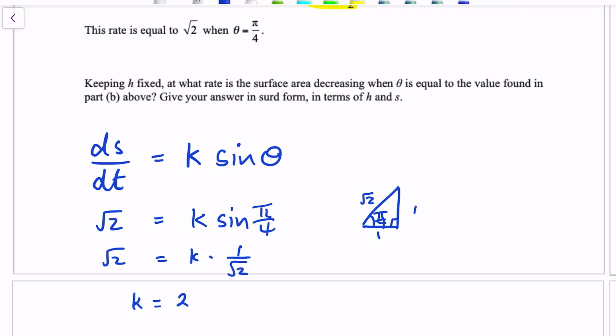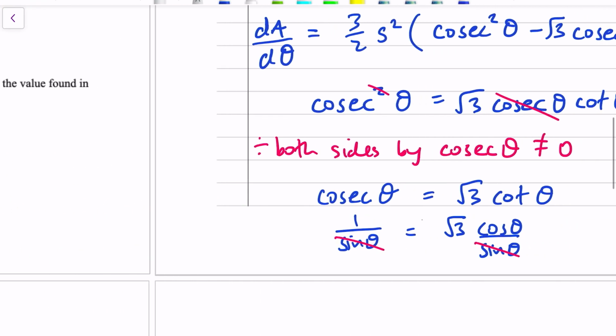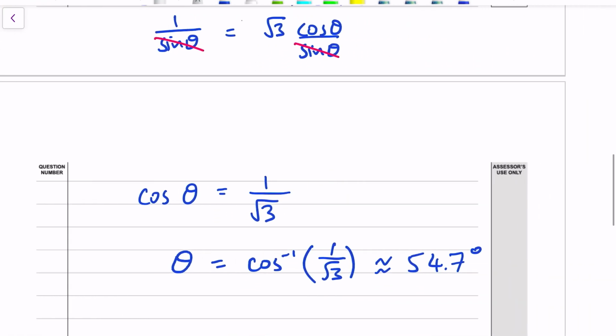Keeping h fixed, so h is still staying as a constant, at what rate is the surface area decreasing when theta is equal to the value found in part B above? Okay, so we need to keep in mind that for this question, right at the end, we're going to make theta 54.7 degrees, or probably better, we're going to remember that the cosine of theta is 1 over root 3 when the angle is 54.7 degrees. So keep that in mind for substitution at the end.